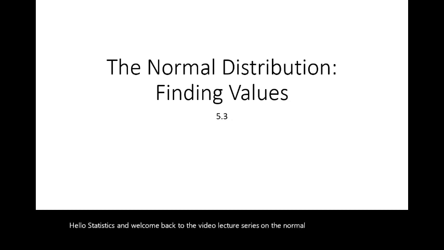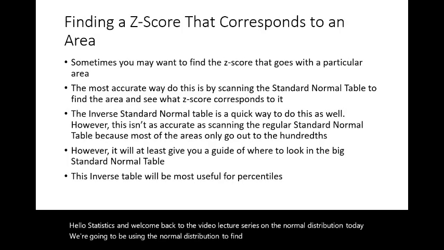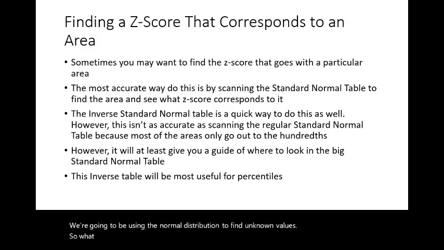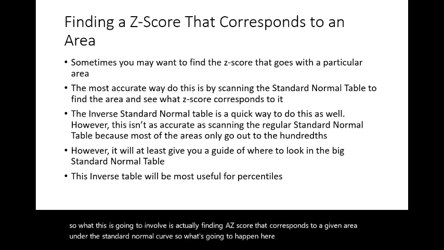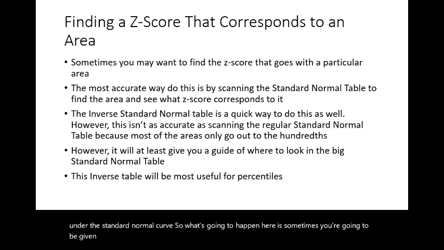Today we are going to be using the normal distribution to find unknown values. What this is going to involve is finding a z-score that corresponds to a given area under the standard normal curve. Sometimes you're going to be given a particular area, either the area to the left or the area to the right, and you want to find the z-score that has that cumulative area to the left.